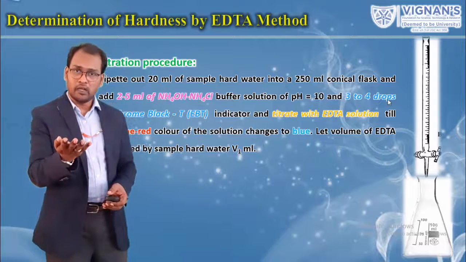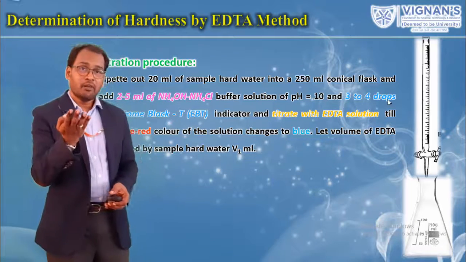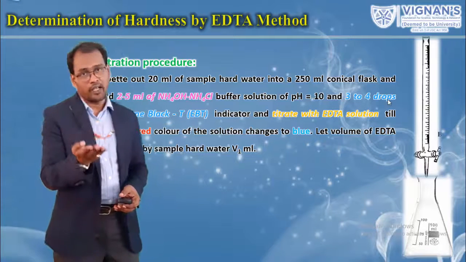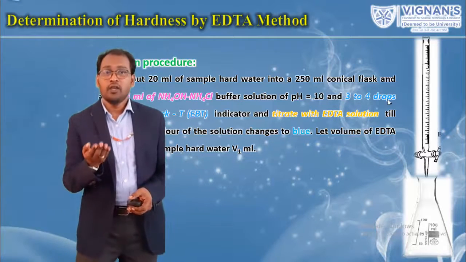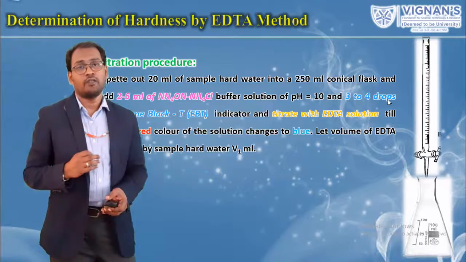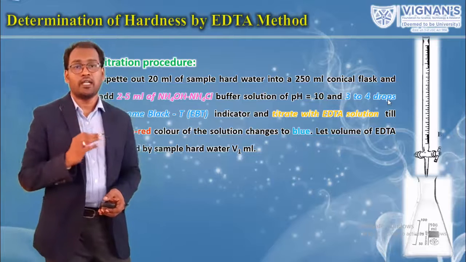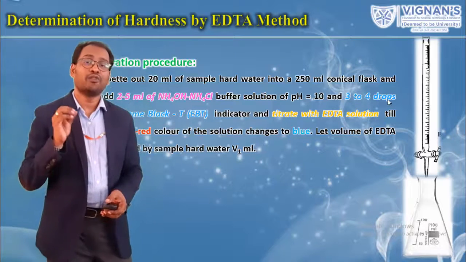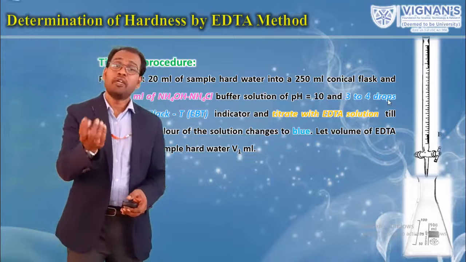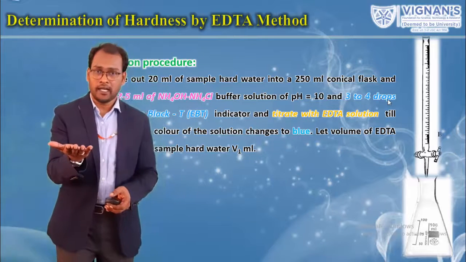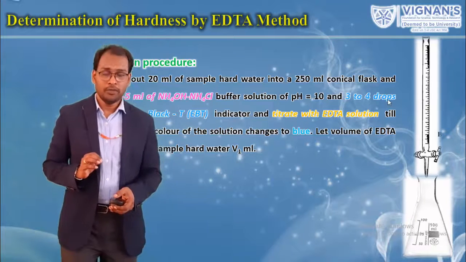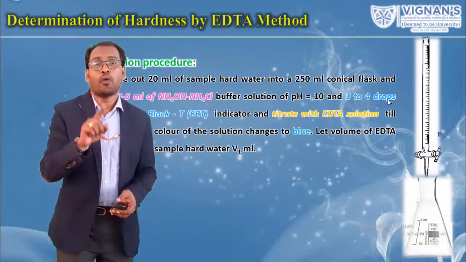Once you take 20 ml of sample, you have to make this sample alkaline, at a pH of 10. To make it pH 10, you add 2 to 5 ml of the buffer solution, which is nothing but an ammonium hydroxide and ammonium chloride mixture. Once you add this, the pH of the solution becomes alkaline, and now if you add a few drops of EBT, the color changes to wine red.